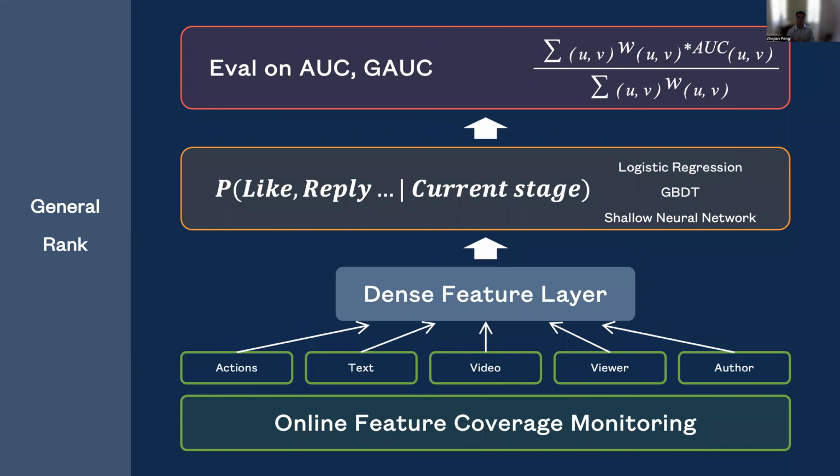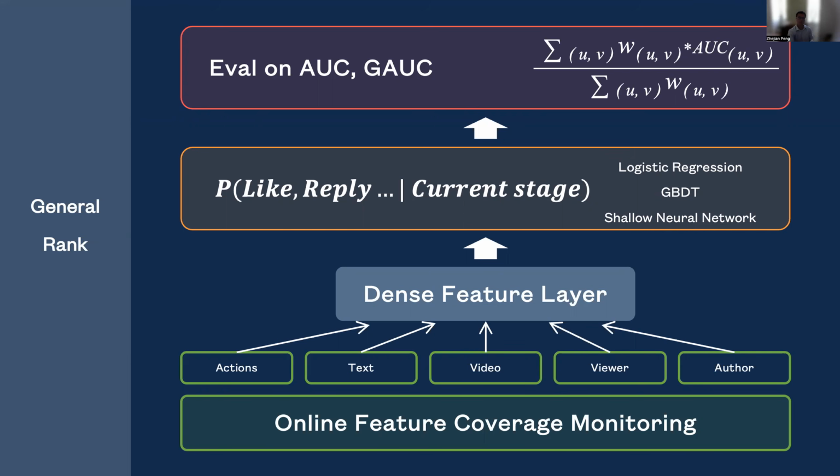And then we have viewer features, like viewer statistics, and other features, also other statistics. So we combine them into a dense feature layer, and it will go through a GBDT model to predict the likelihood of this comment being replied or liked, given the current stage of information. And then finally, the model will be evaluated on AUC or group AUC.